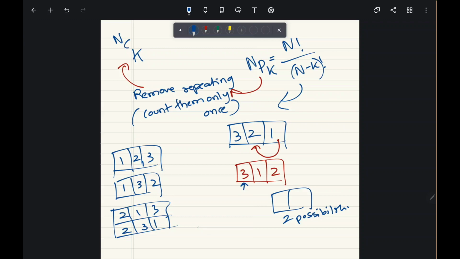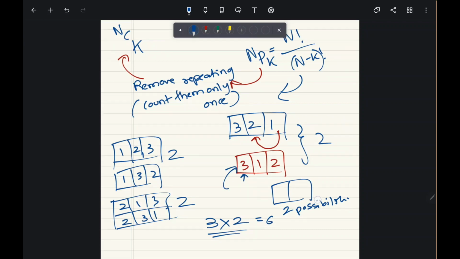So 2 here, 2 here, and 2 here. So in total you can have 3 letters in the first place, because we are only arranging 3 letters, and 2 possibilities for the last 2. So 3 times 2. This is 6, but I'm going to leave it as 3 times 2 for now.